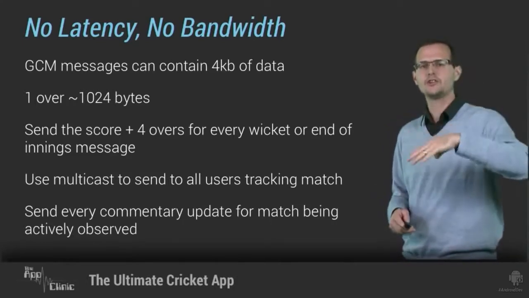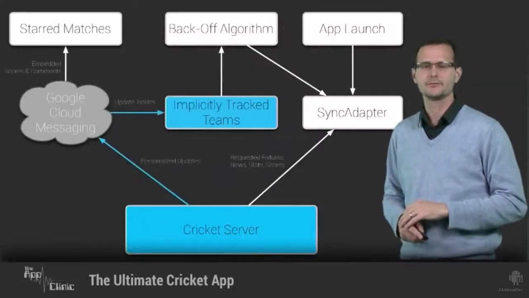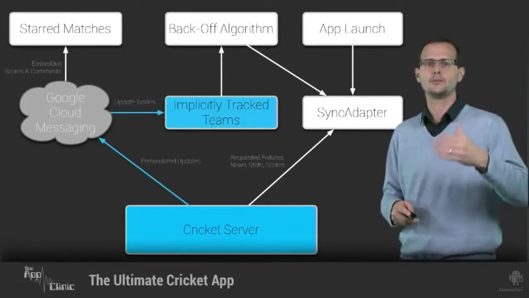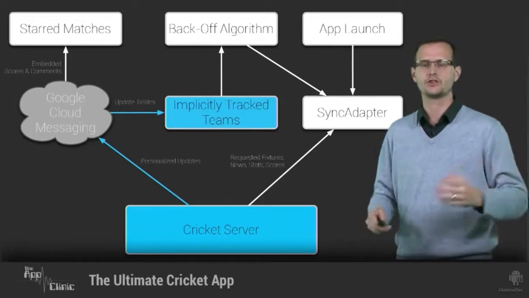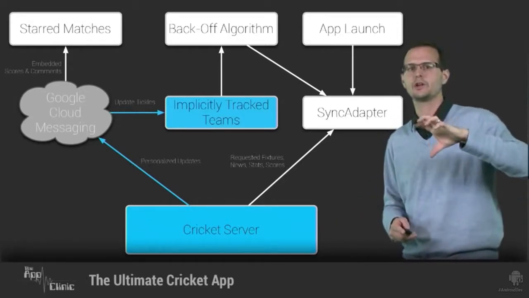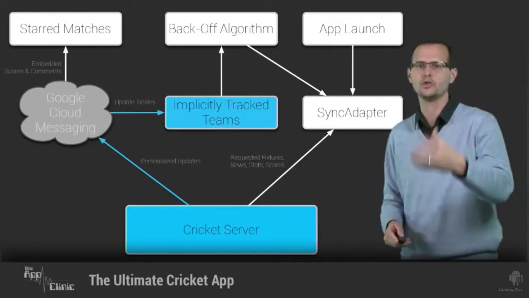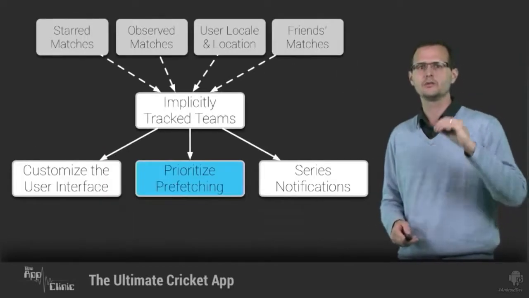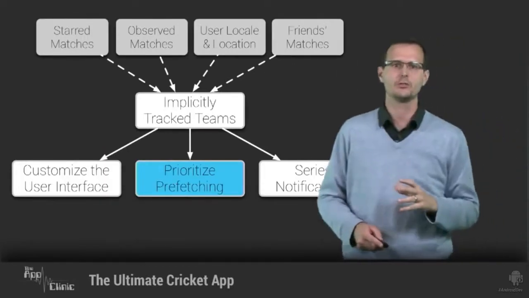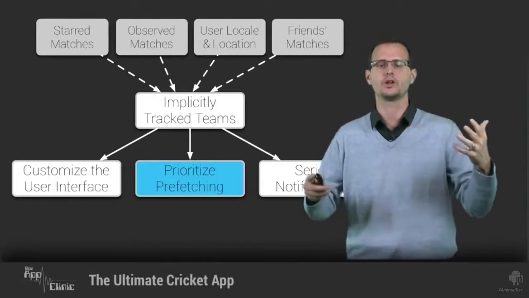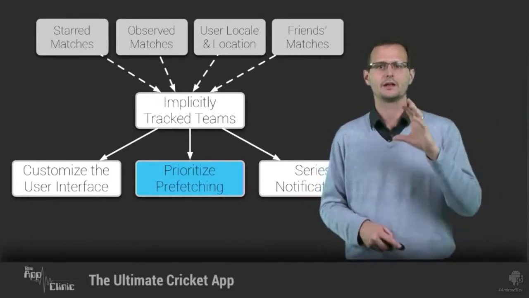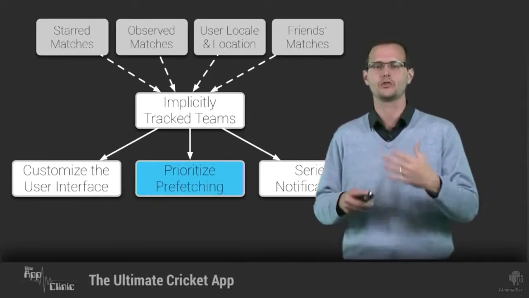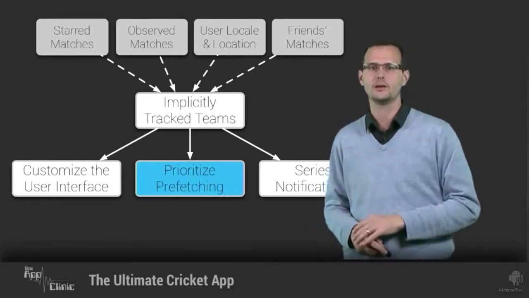Now, for matches that we aren't actively tracking, we can use Google Cloud Messaging to tickle the client when there are updates related to the teams we implicitly track. Now, we don't want to initiate an update for every new news update or new fixture or new match for teams we aren't actively tracking. So we can prioritize prefetching information related to the teams we think are the most relevant to our users. Now, given that the data is changing on the server, it again makes sense for these updates to be driven from the server side using GCM.